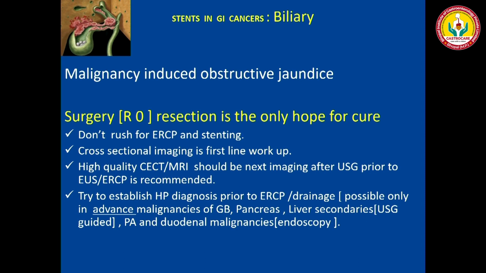After a sonography, cross-sectional imaging is the first line workup. So high quality, preferably triple phase CT with or without MRI, or if the patient can't afford it, or the patient has a hilar lesion, only MRI should be the next imaging after USG prior to EUS or ERCP. And try to establish a histopathological diagnosis prior to ERCP or drainage, by doing some percutaneous procedure or by doing endoscopy and biopsy.